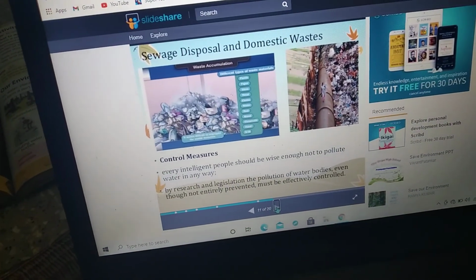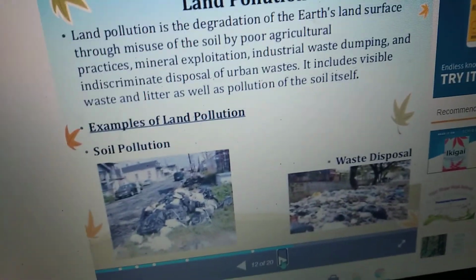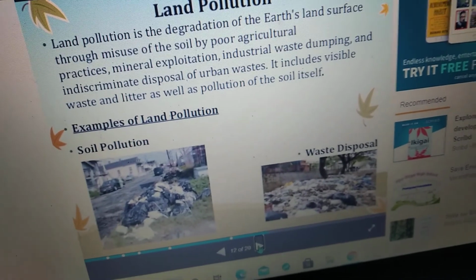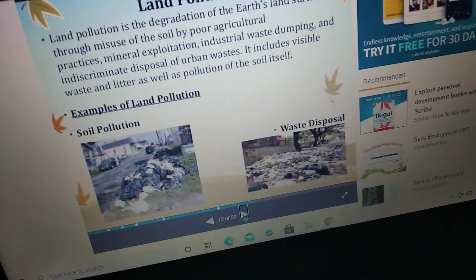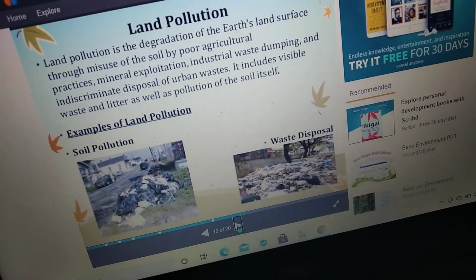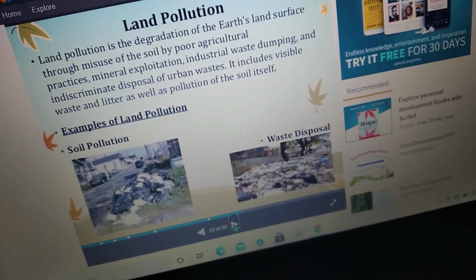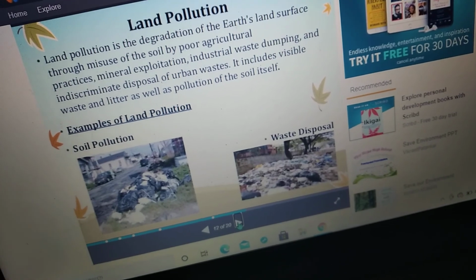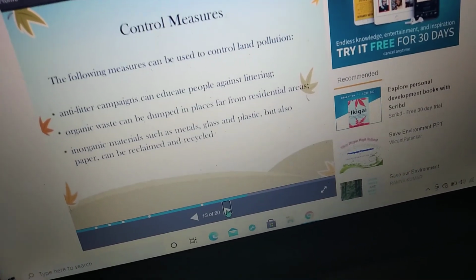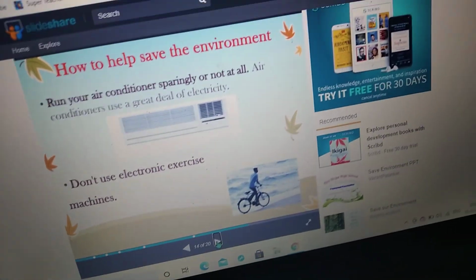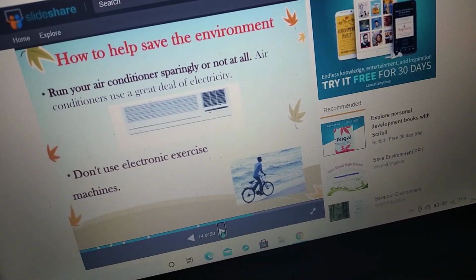Next, land pollution. See here, we are throwing waste not in dustbins but somewhere else. This gets land polluted, isn't it? So we need to not litter outside. We need to use dustbins properly. And what are the control measures we need to take? How to help save the environment?